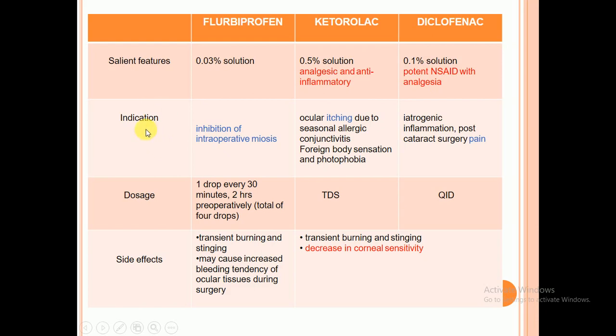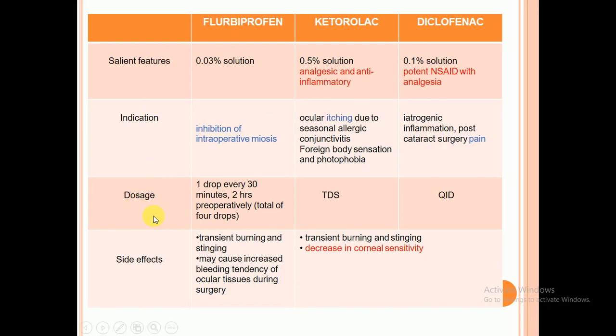Indication of flurbiprofen: its mechanism of action causes inhibition of intraoperative miosis. Ketorolac is used for ocular itching due to seasonal allergic conjunctivitis, foreign body sensation and photophobia, while diclofenac is used for iatrogenic inflammation and post-cataract surgery.